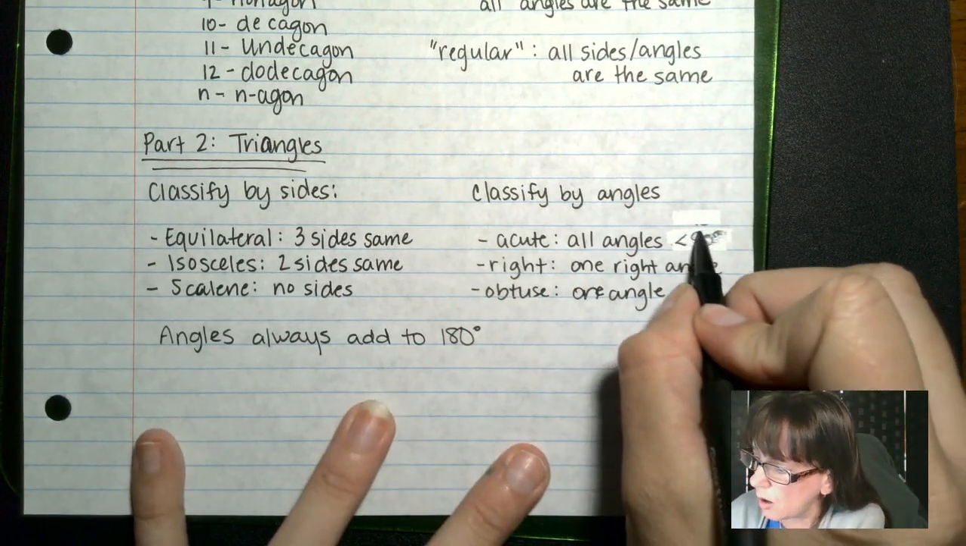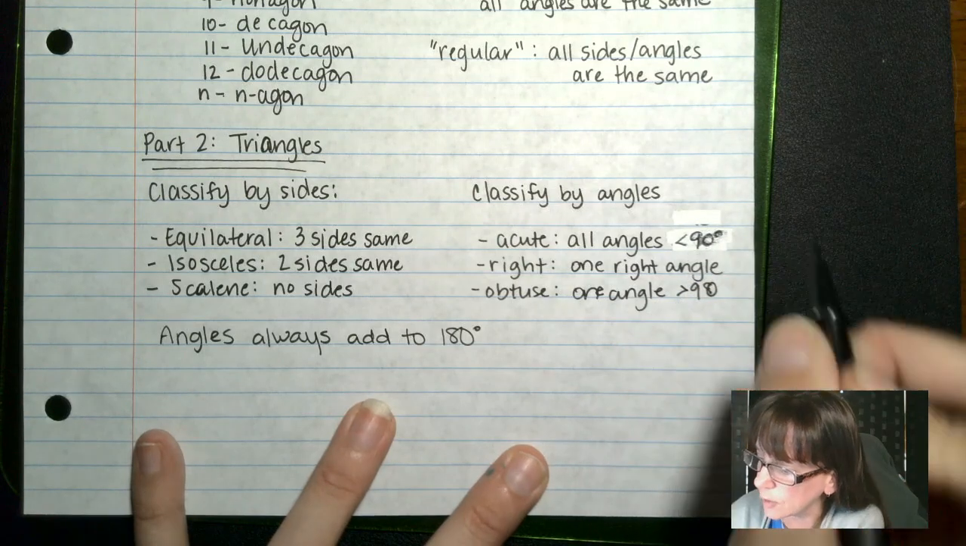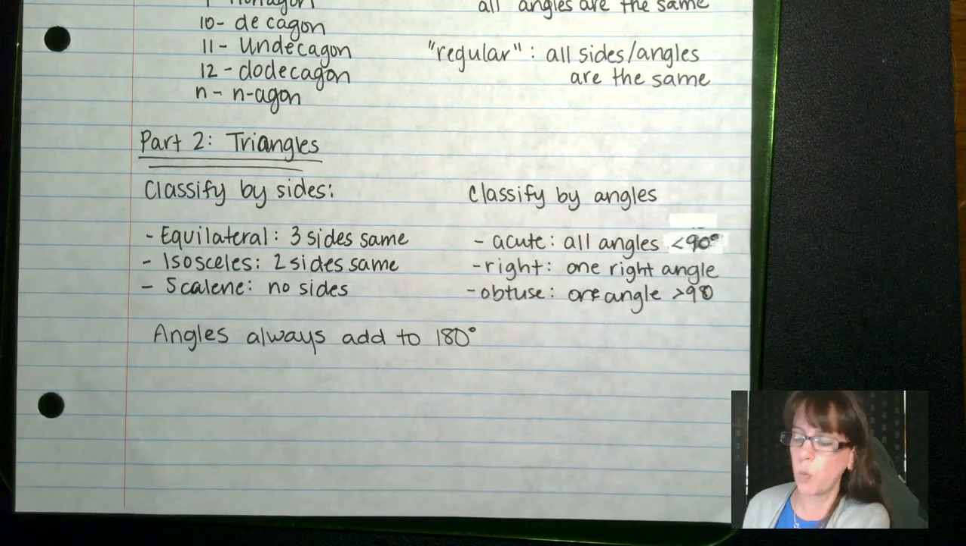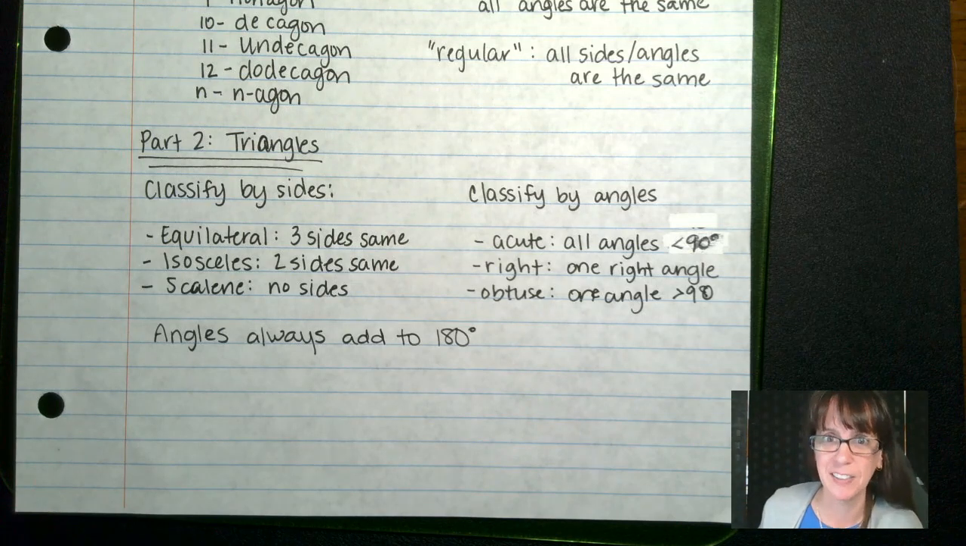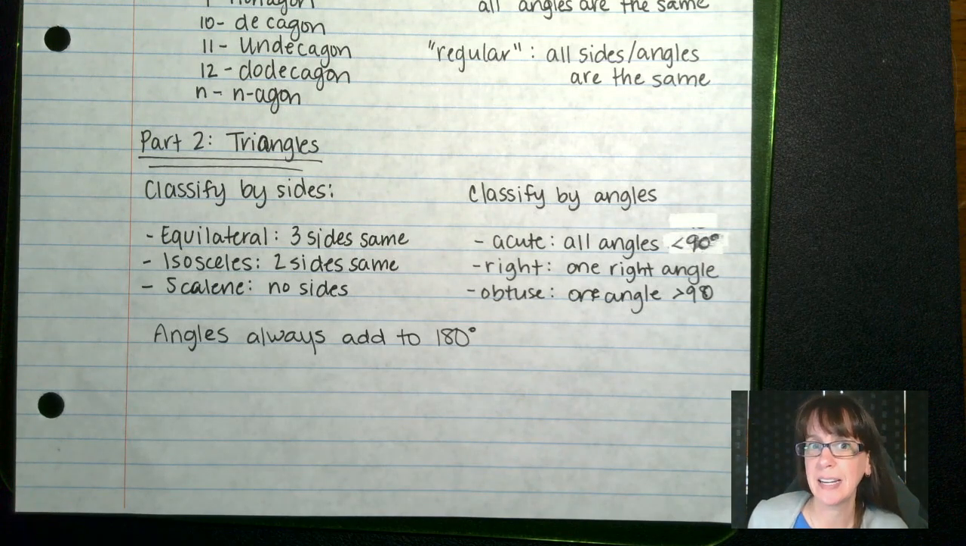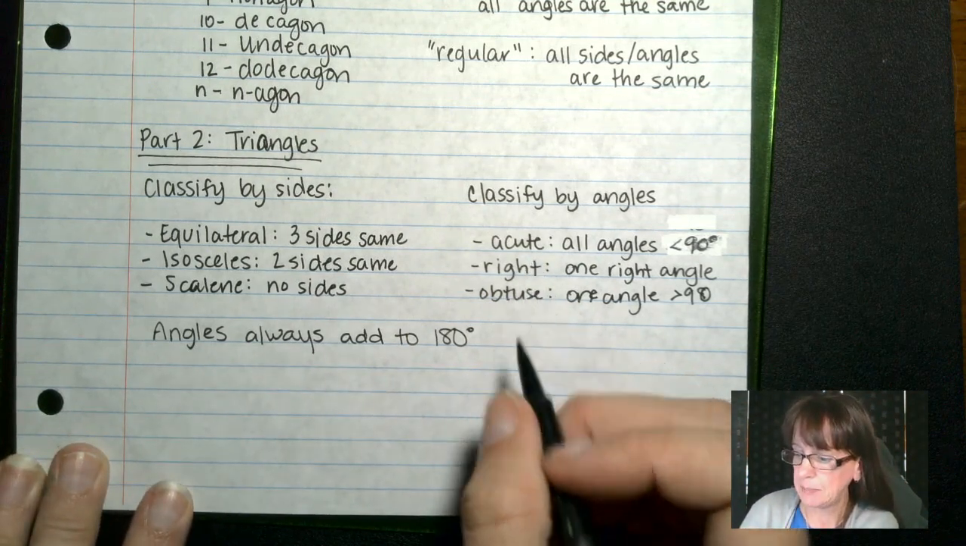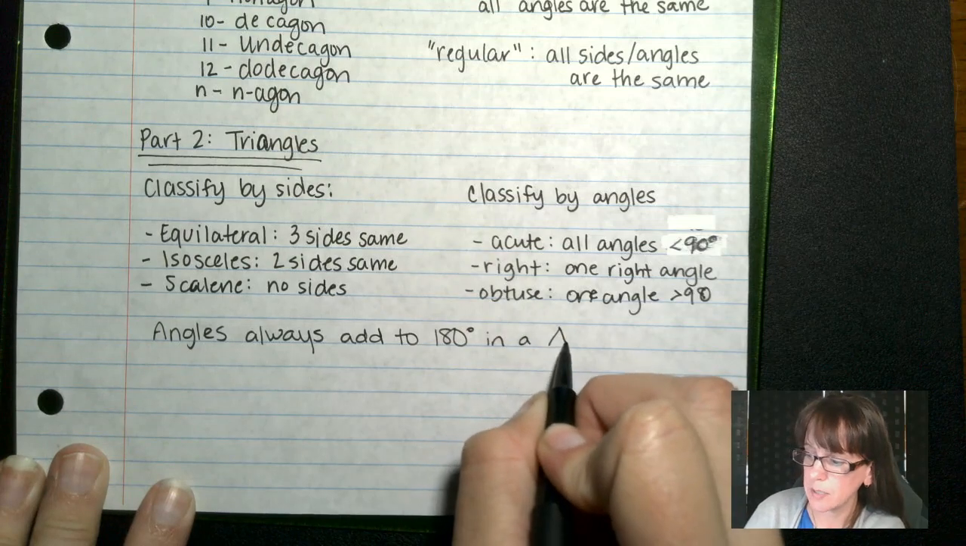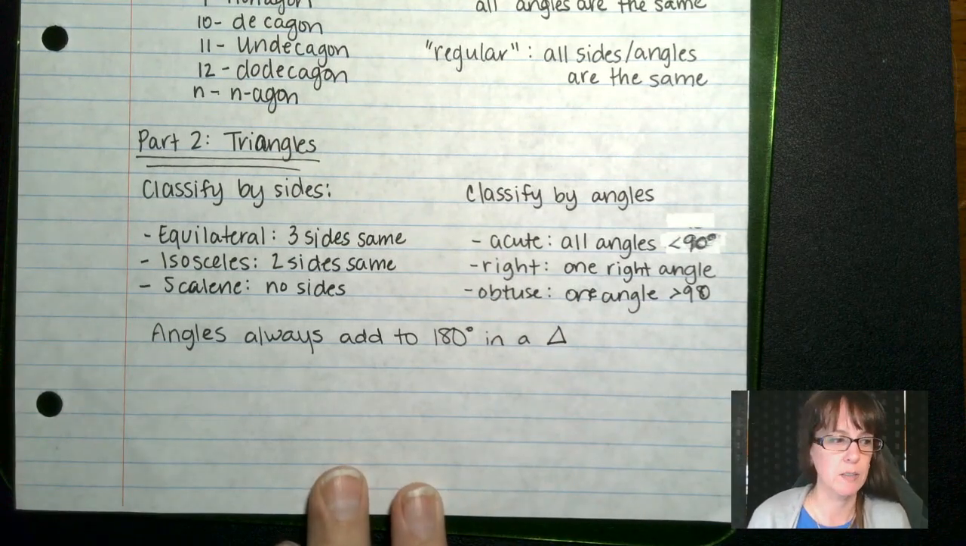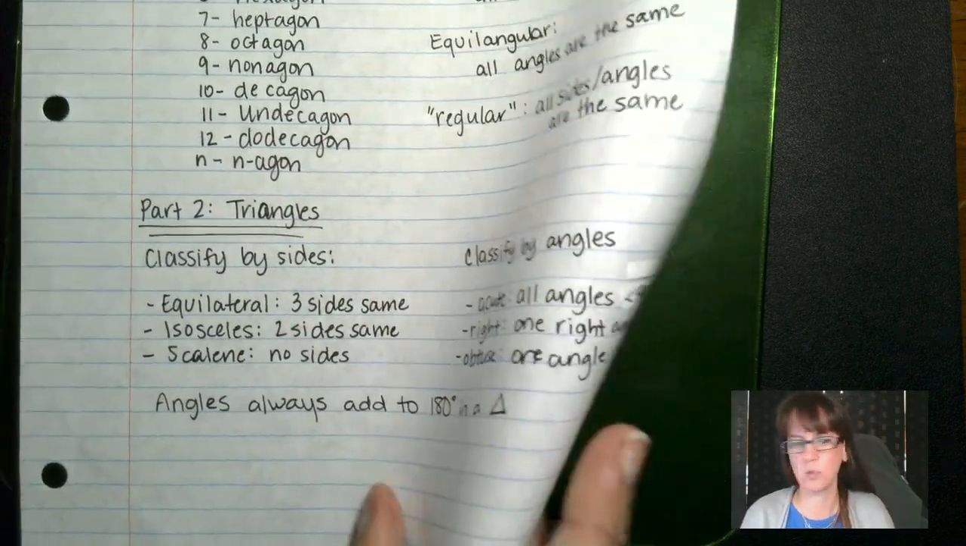If it's acute, all the angles are less than 90 degrees. If it's right, you have at least one right angle, or you have only one right angle. If it's obtuse, you have one angle that is greater than 90 degrees. Angles always add up to 180 degrees in a triangle. I got to be specific there. In a triangle. Okay, so let's talk a little bit more about some triangles.